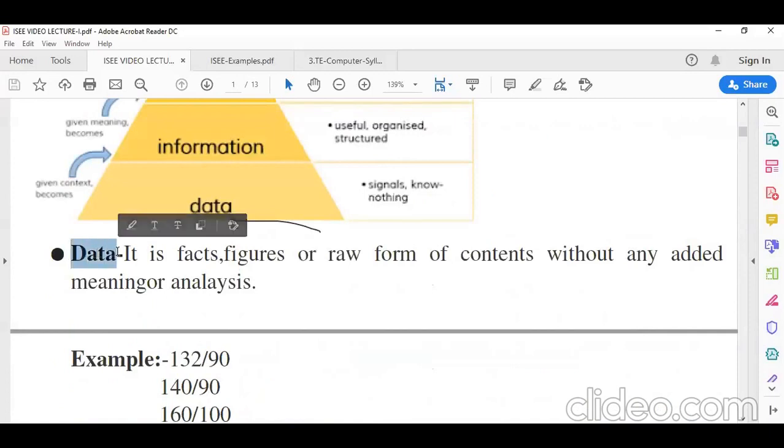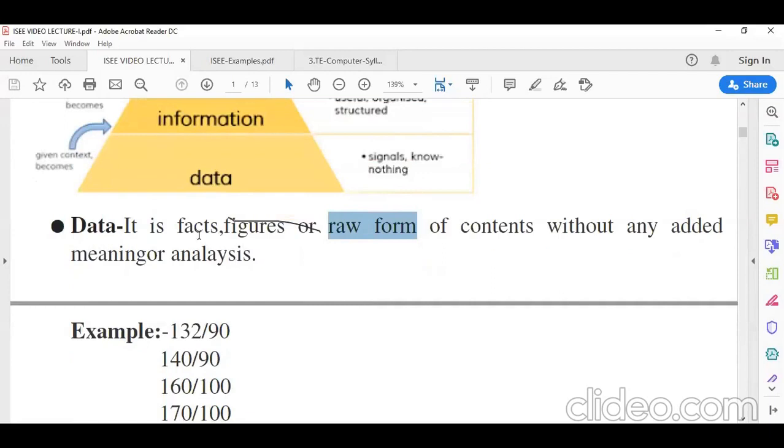First we discuss what exactly data means. Data is facts, figures, or raw form of contents without added meaning or analysis. Raw facts. Facts mean anything: figures, numbers. What is meant by raw form? Can anybody tell me, Mayur? Raw means the original form, unprocessed, which is not processed. So that is the meaning of raw form, and such things are referred to as data.